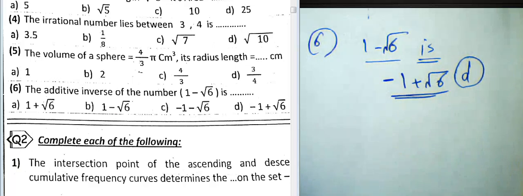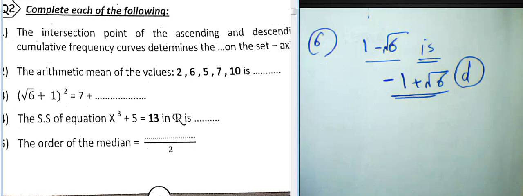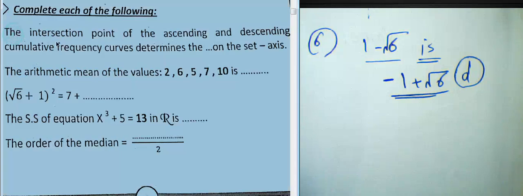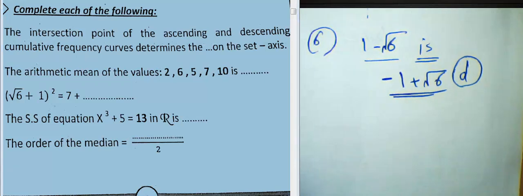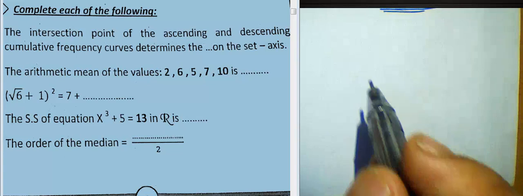Question number 2, number 1. Look here. The intersection point of the ascending and descending cumulative frequency curves determines the blank on the x-axis. The x-axis here, we can determine what? The median.